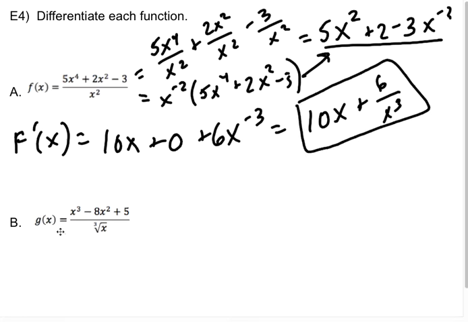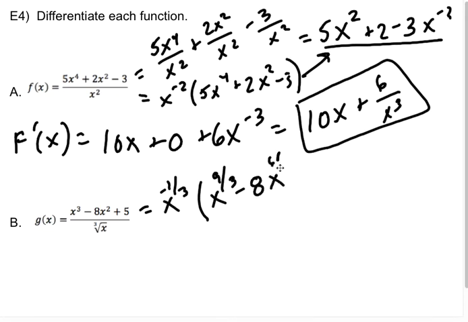If we did the same thing for g, right? So for g, now this is one where I would suggest it's easier to distribute. So I would suggest that this is the easier option as opposed to making this into separate fractions. But again, it's up to you.